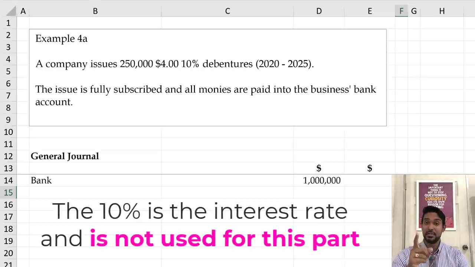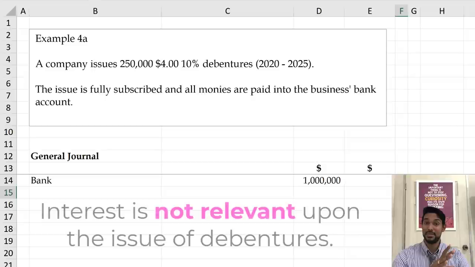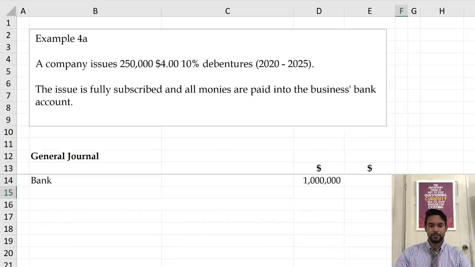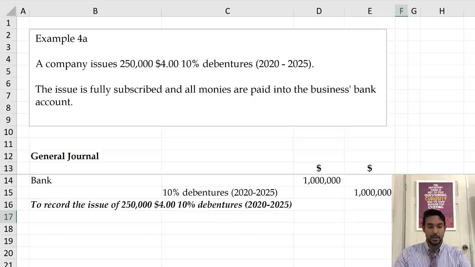10% is the interest rate that only comes into play in the income statement. And that's not what we're doing now, right? Where did money come from? Came from the issue of 10% debentures, which gave us $1 million. And to record the issue of, right, okay, now, balance sheet, right?